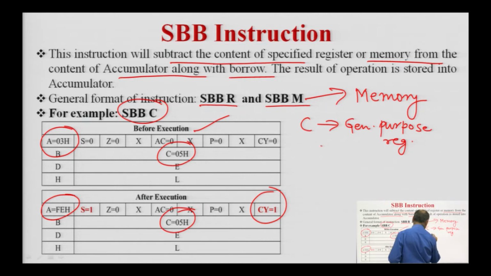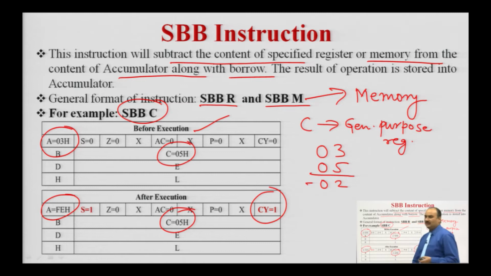If we subtract 05 from 03, we get minus 02. This is the result of the operation which is stored back into the accumulator, and FE is the 2's complement of 02. Since the result is negative, the sign flag is set to 1 to reflect the result. The sign flag being 1 indicates that the result is negative, because the processor subtracts the higher number from the lower number. This is the meaning of the SBB instruction.